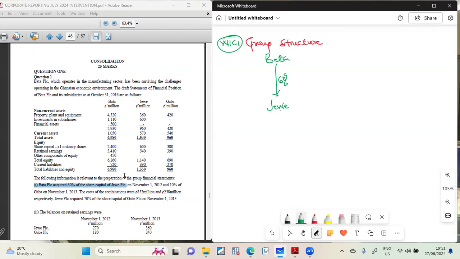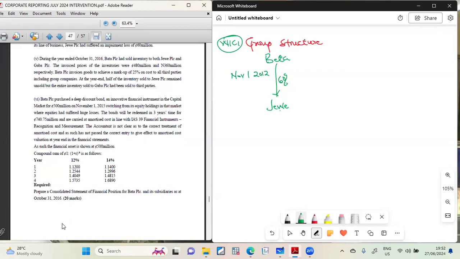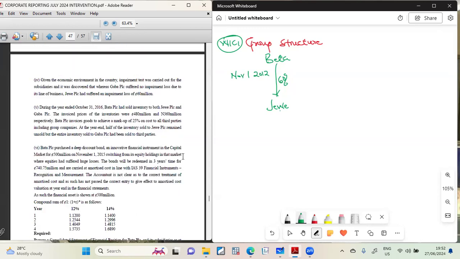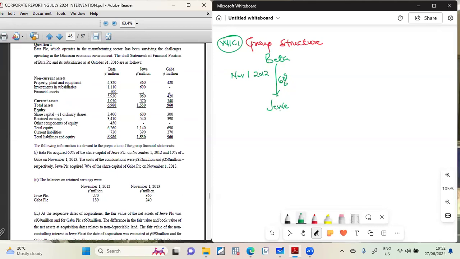What is the date of the acquisition? They bought this on November 1, 2012. What is that date to the reporting date? We need to find out in our question. What is our reporting date? We are supposed to report this as at 31st October 2016. From this acquisition date to the reporting date, how many years is that? Count well. 4 years. So you write there 4 years.